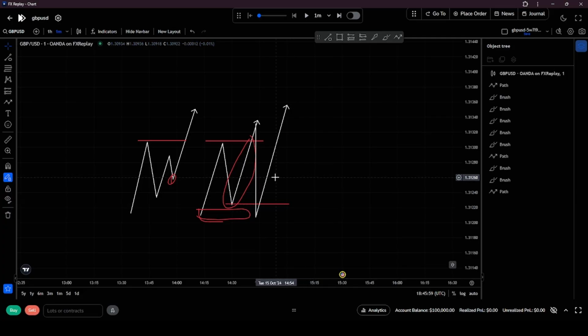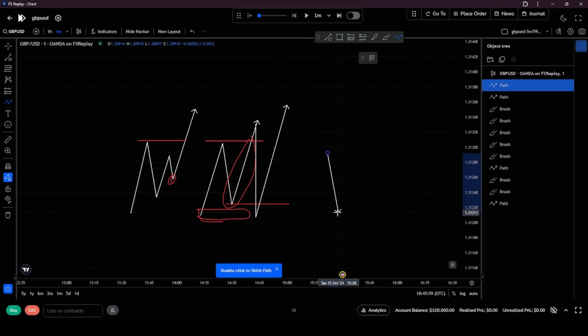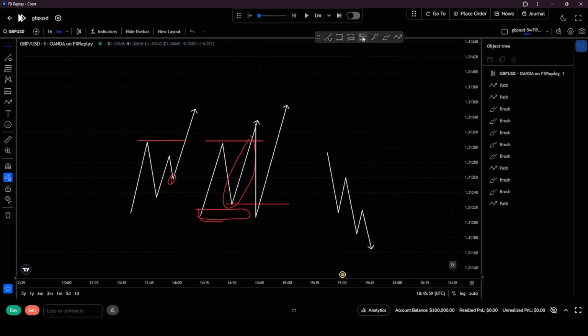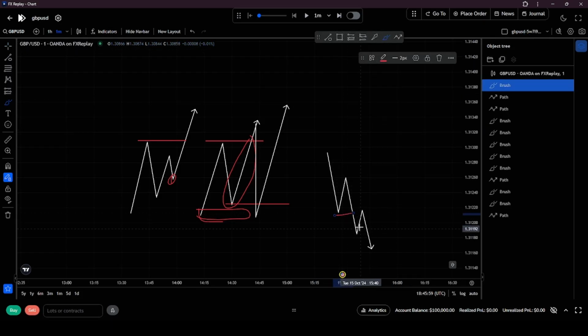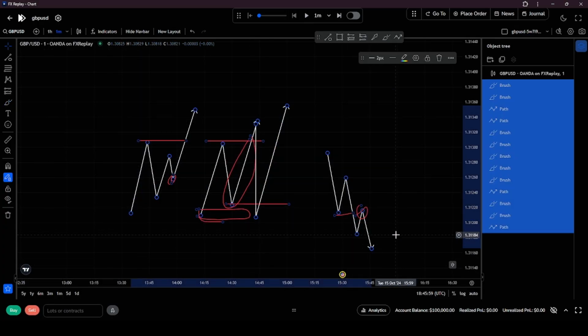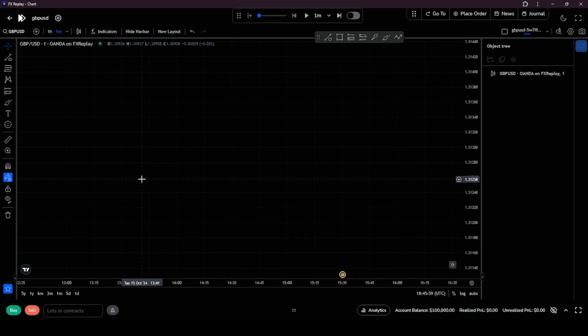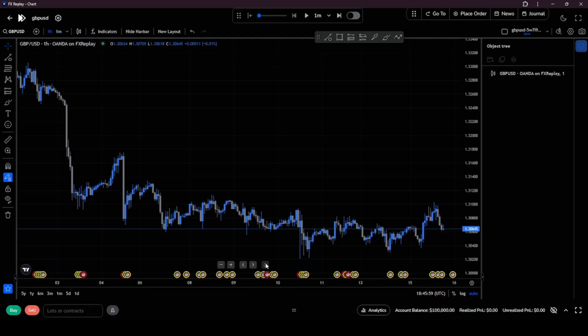So in a bearish scenario, after this break of structure, this will be considered as a major inducement. So after taking an inducement and then breaking a structure, we classify that as a break of structure. Okay, so let's go to the chart.